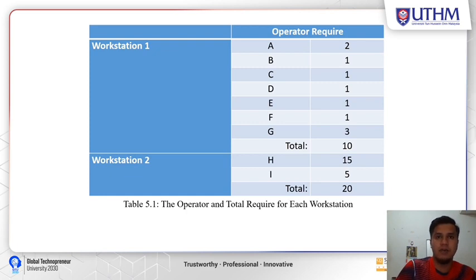As we can see, for workstation 1 we have a total of 10, and workstation 2 has 20. There are 20 minutes as the duration of the cycle time. In this case, workstation 1 has a delay of 10 minutes, but workstation 2 has no idle time at all. The number of operators needed for each duty, as well as the overall number of operators needed for each workstation, are outlined in table 5.1.